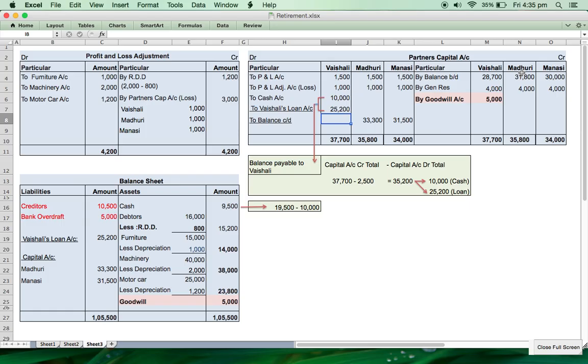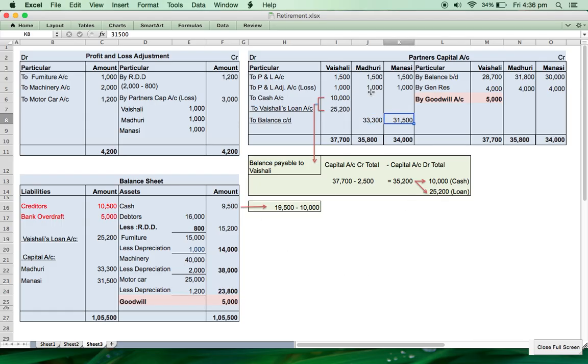process. Here we are going to take the credit total for Madhuri's capital account. From that we are going to reduce the debit total. So 35,800 minus 2,500, the balance is 33,300 for Madhuri. For Manasi, the credit total is 34,000. From that we are going to reduce debit total, which is again 2,500. So the balance is 31,500. So here we are going to write it as to balance carried down, the closing balance for the continuing partners.